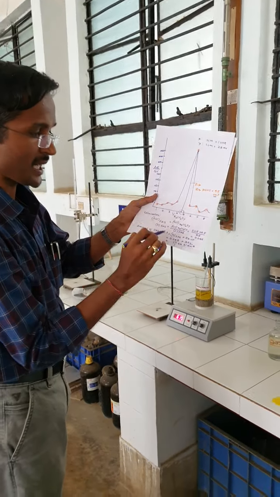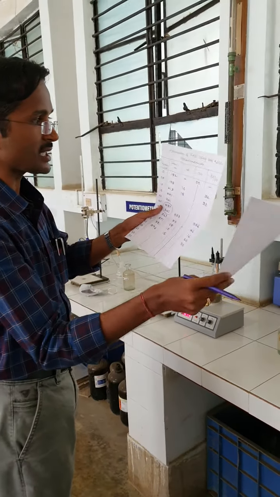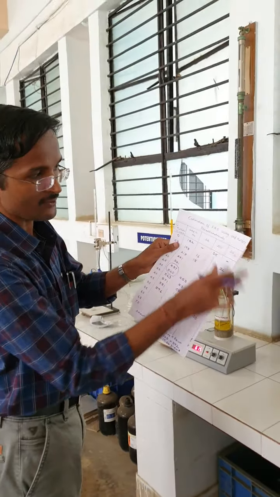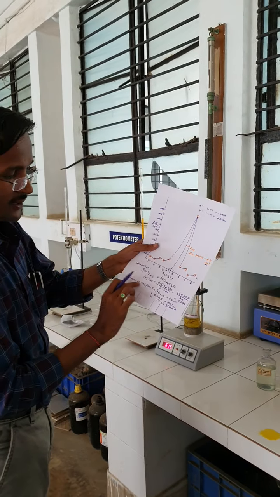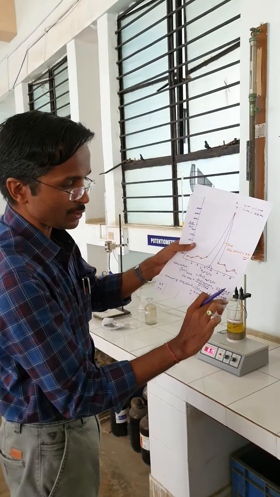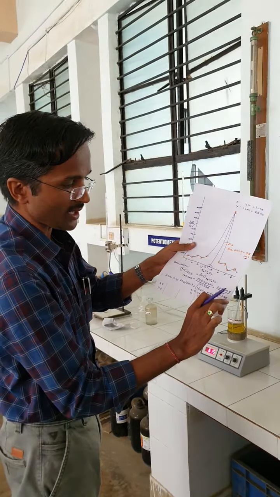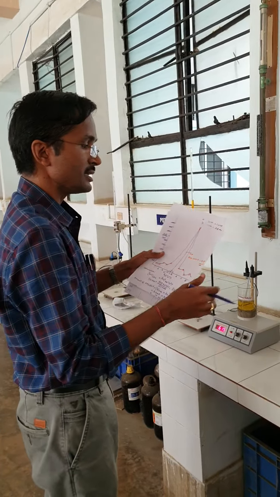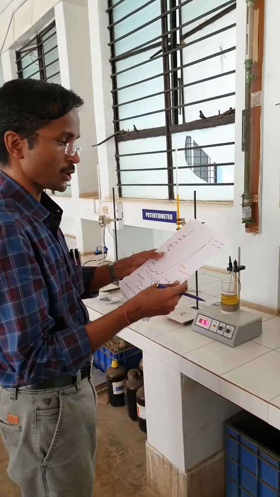Then you are asked to calculate the amount of FAS. Look here, estimation of FAS. The amount of FAS per dm cube is equal to the normality of FAS into the equivalent weight, that is 0.045 obtained after plotting the graph, into 392, the equivalent weight of ferrous ammonium sulfate. You will get the answer, meaning how much ferrous ammonium sulfate is present in the given solution, estimated potentiometrically.